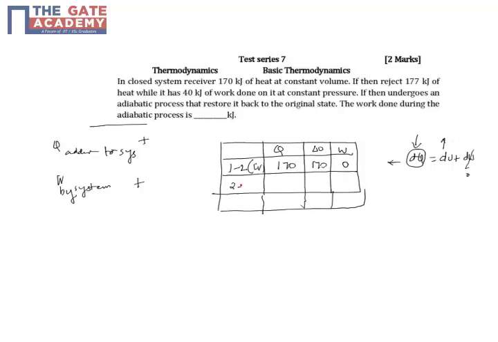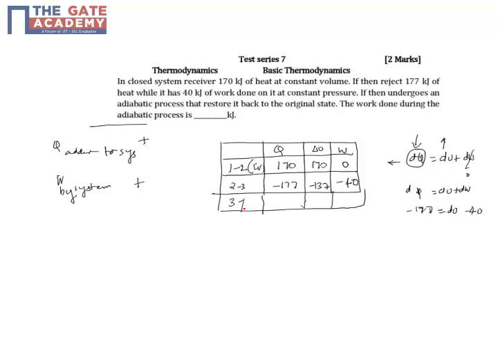Now process 2 to 3, work is done at constant pressure, work is done on the system. So work is done on the system, it will be negative, so minus 40, and it says that the heat is rejected, so heat rejected is also negative, minus 177. So how do you get delta U here? Again apply the same thing, dQ = dU + dW. So dQ is minus 177 and dU is what you want to get, and this is minus 40. So minus 177 plus 40 will be minus 137. This is the decrease in the internal energy.